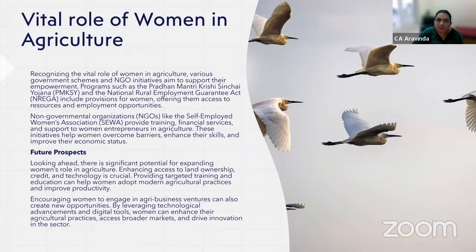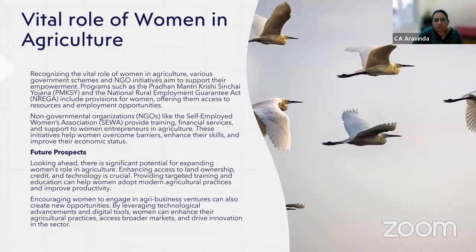So why do we need women in the agriculture area? NGOs play a vital role in making women active in the agriculture sector through the PMKSY scheme and the NREGA scheme, which help with employment guarantee and provide opportunities to women to start their own activities.